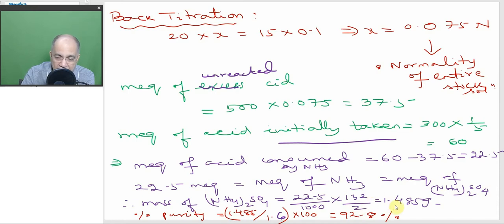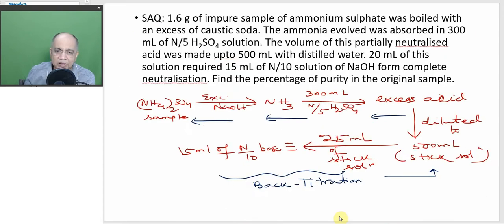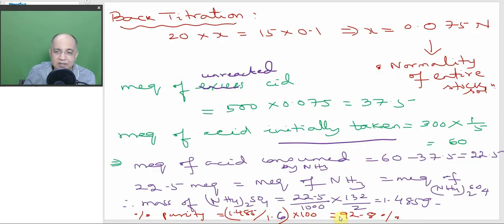So we got the amount of pure ammonium sulfate that was present in the sample is 1.485 gram, but the mass of the impure sample was 1.6 gram. So this by this into 100 is 92.8% pure. Understood? This is very, very simple.